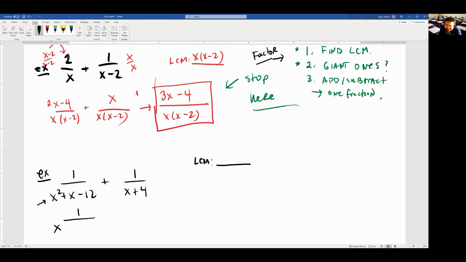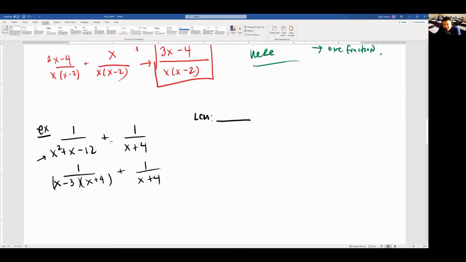X squared plus x minus 12. I'm so sorry. Okay. What we get here is x minus 3 times x plus 4, plus x plus 4. As we can see, we could now see what the LCM is.